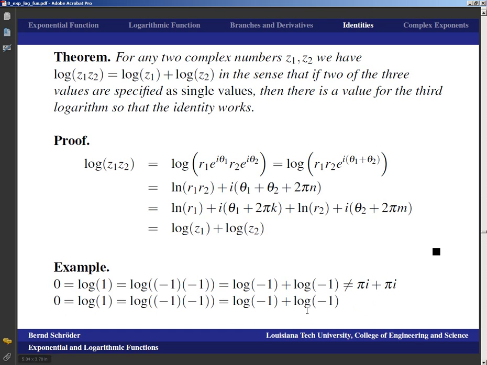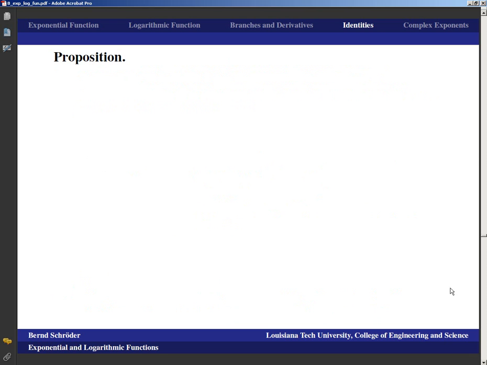Since we have a single value here, we should specify a single value here, and it's negative pi i plus pi i, because of course the multiple valued logarithm of -1 also spits out a negative pi i, which is just a pi i rotated by -2 pi back to the negative pi i.